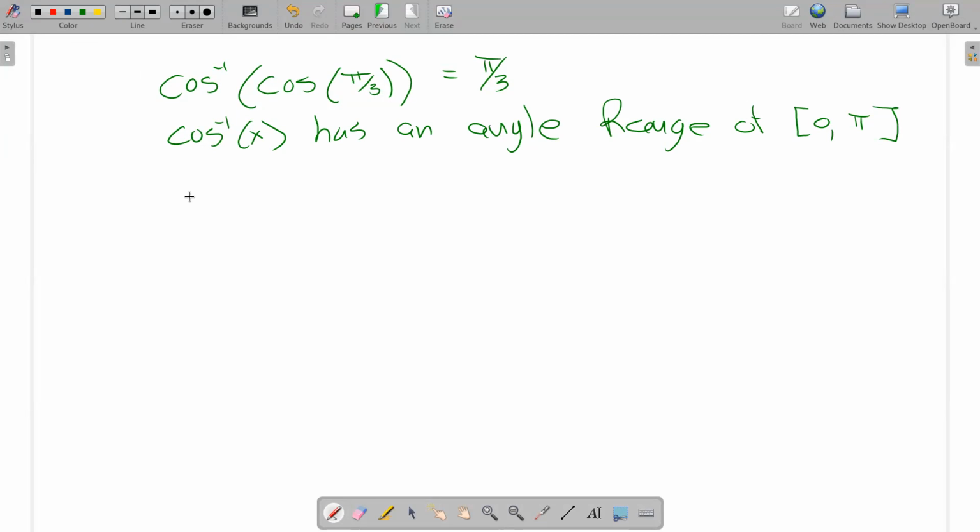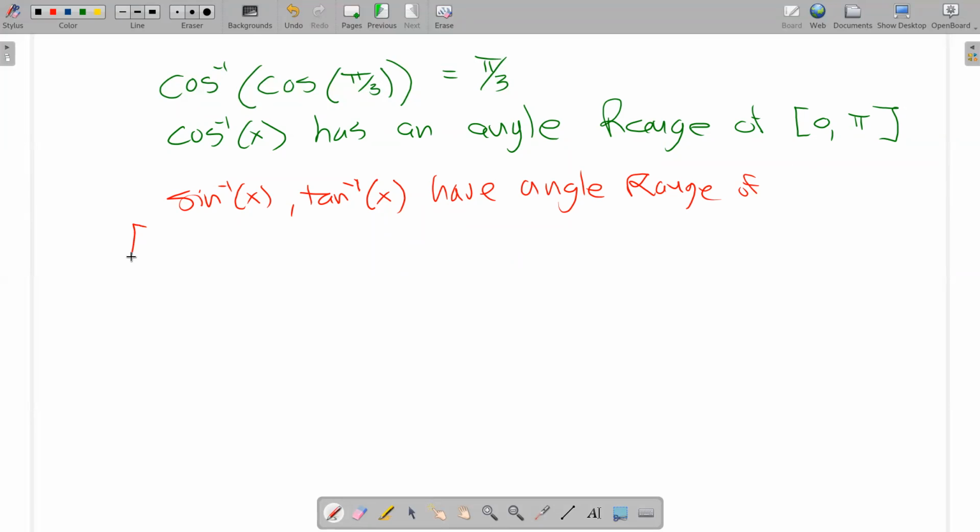Whereas the sine and the tangent are different. The sine inverse or arcsine and the tan inverse or arctan, they have angle ranges from negative pi over 2 to pi over 2. And let's see, for the sine, we actually get the possibility of negative pi over 2 or pi over 2. Tangent, we do not because of the asymptotes. So we have parentheses there.